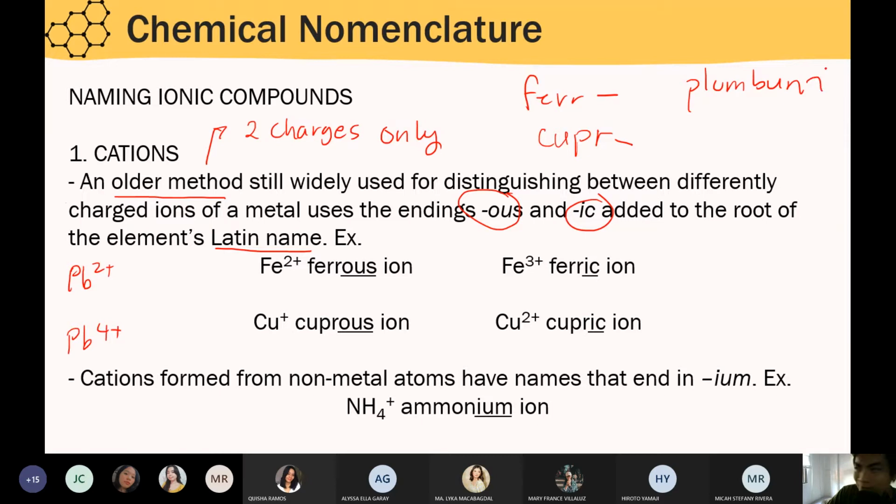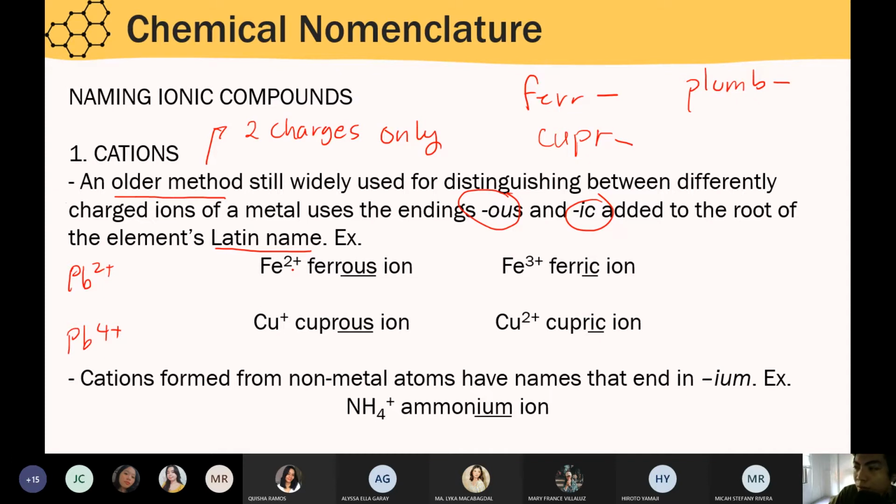So you just remove the ending, and the root word is plumb. Then you're going to affix two suffixes: the -us and the -ik. The -us will be used for the lower charges, and the -ik will be used for higher charges.